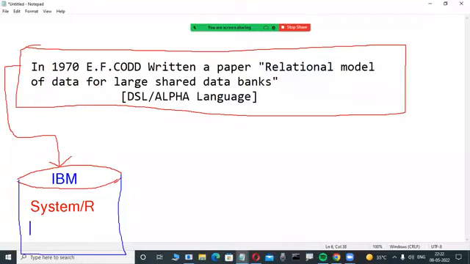That's why in place of DSL Alpha, they modified it and gave a new version a new name: SQUARE language. The System R team modified DSL Alpha and introduced a simplified version called the SQUARE language. Again, IBM changed SQUARE to SEQUEL, Structured English Query Language. Again, IBM changed SEQUEL to SQL. Nowadays, SQL is popular.